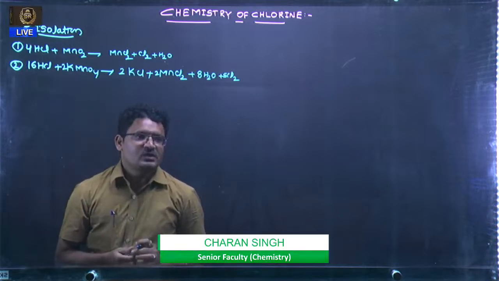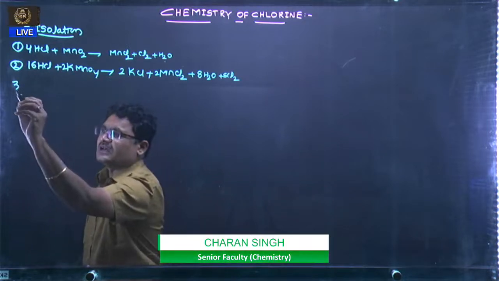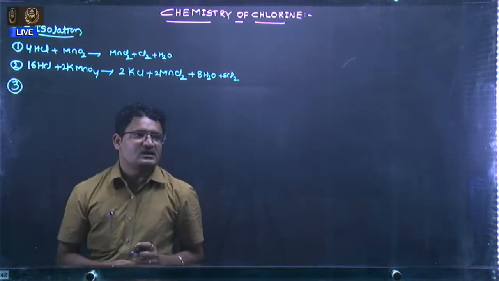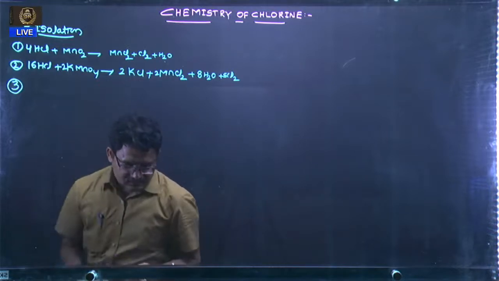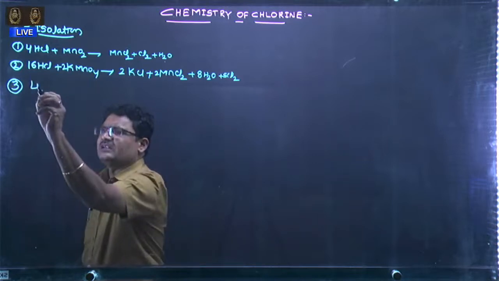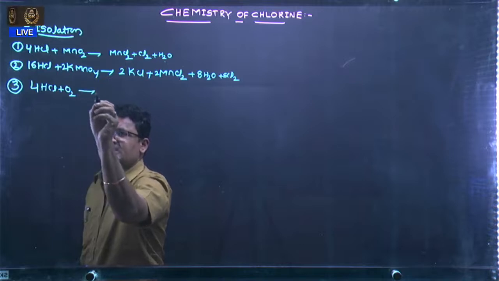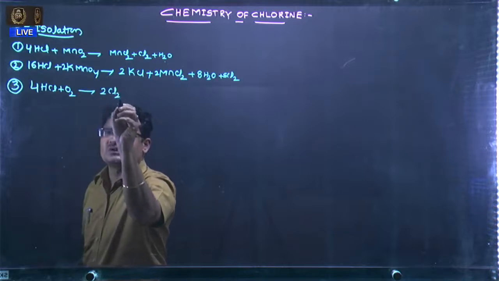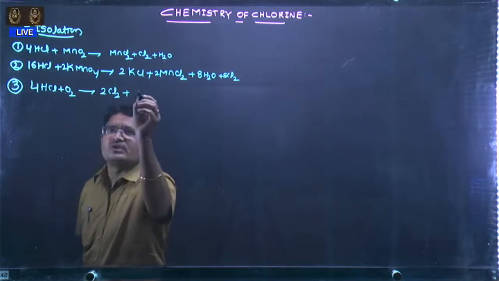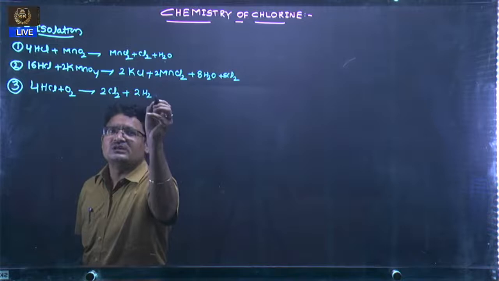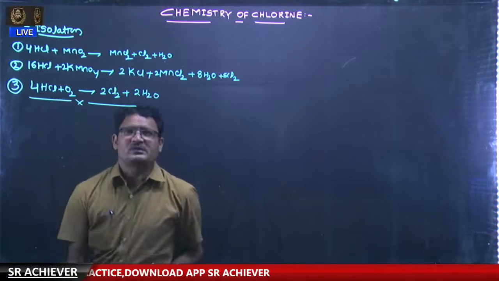At the same time, one of the most important methods of preparing chlorine is the third one, called the Deacon process. How to prepare chlorine in the Deacon process? 4 moles of HCl react with oxygen to get 2 Cl2, that is 4 chlorine, and then 2 H2O. These are the methods of preparation of chlorine.